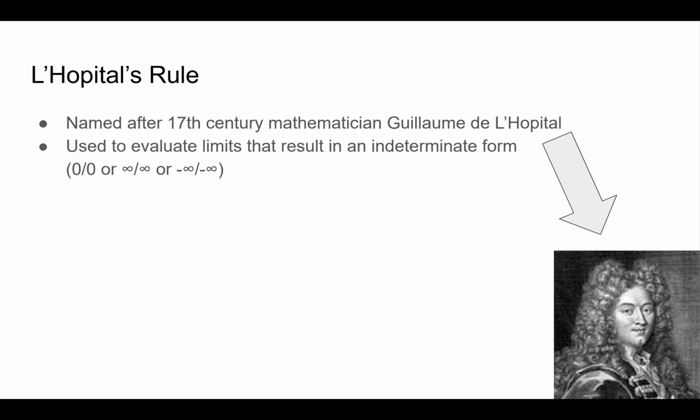L'Hopital's rule was named after 17th century mathematician Guillaume de L'Hopital. There's a picture of him in the bottom right corner. And this rule is used to evaluate limits that result in an indeterminate form. For example, 0 over 0, infinity over infinity, or negative infinity over infinity.